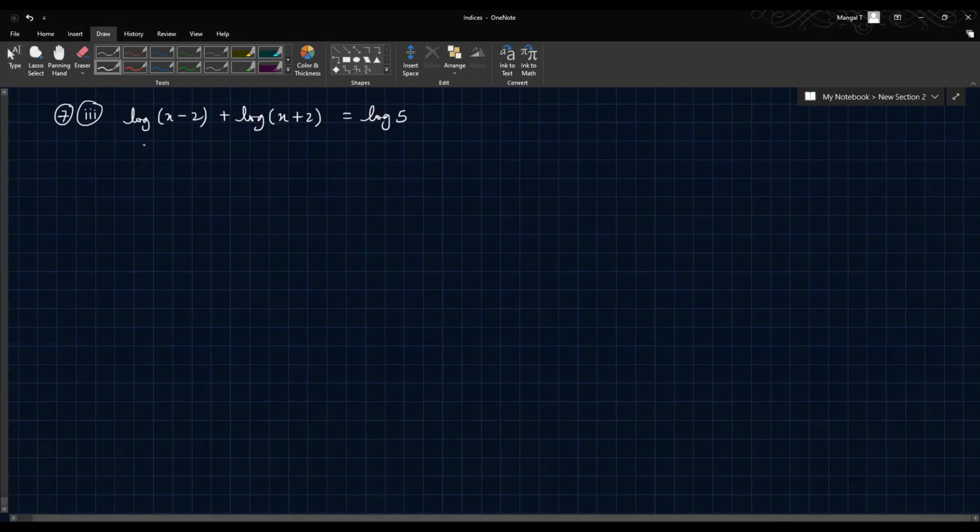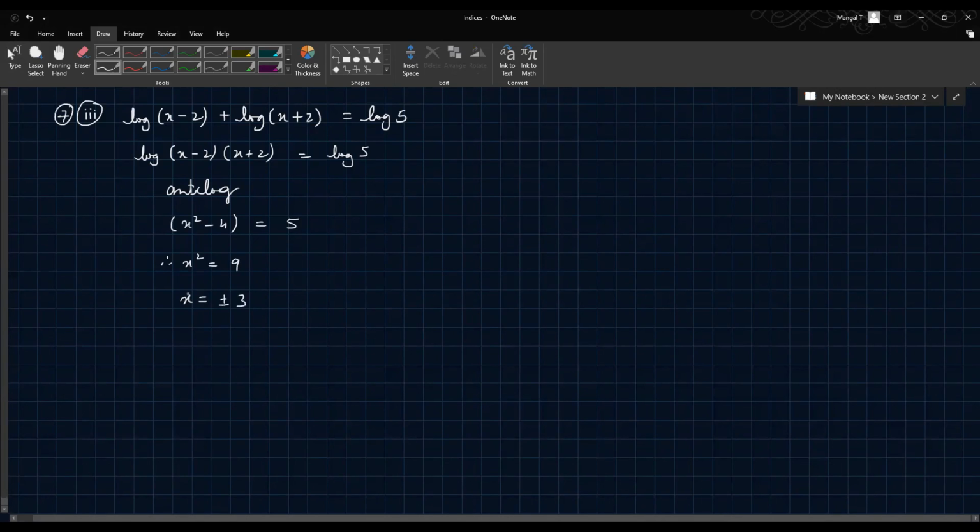In this we are using the product rule. So log a plus log b is log a into b. This is equal to log 5. Now you have log of an expression equal to log of the other expression. So therefore we take anti-log. So we get rid of the log, and here you have x squared minus 4, that is equal to 5. So you get x squared as 9, negative 4 goes on the other side. So we have x as plus minus 3.